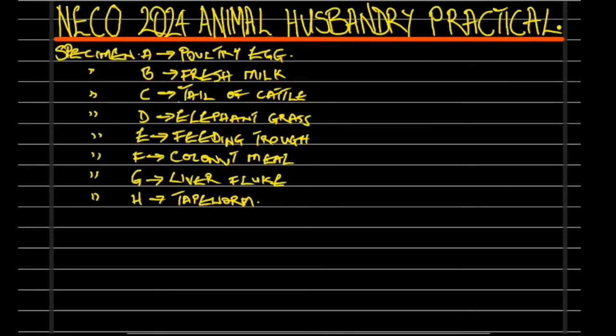That is the specimen A. And our specimen A, like it was listed, we said it is the poultry egg. So that is our first specimen. That is what we'll be talking about. So when we talk about poultry egg, what do we actually mean? Poultry egg is a particular type of egg that is gotten from the poultry birds, particularly from the fowls. That is what poultry eggs are. So they are gotten from the fowls.